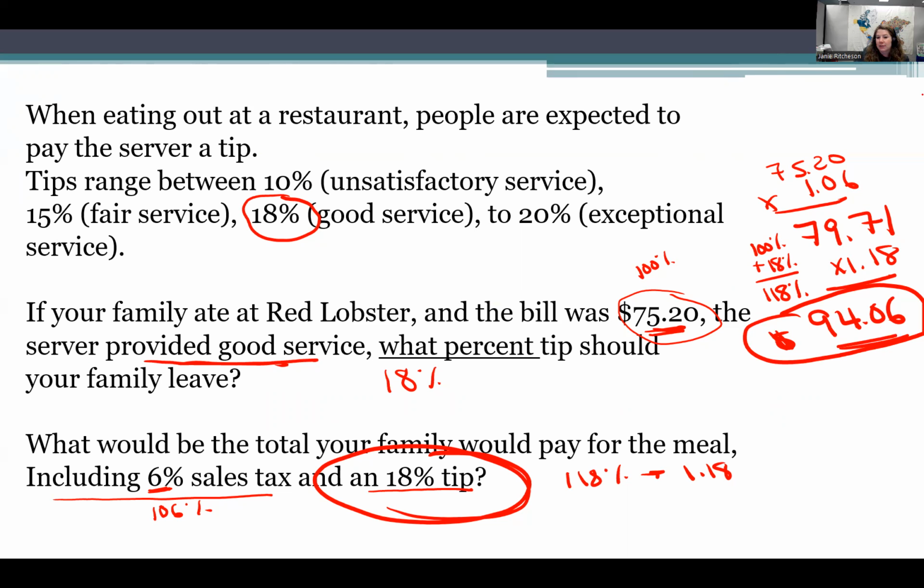That's a lot of money, guys. It's almost 20 bucks more. So when you go out to eat, just because you're like, oh my gosh, we can eat here for $20, if you're sitting at a restaurant, it's going to cost you quite a bit more than that.